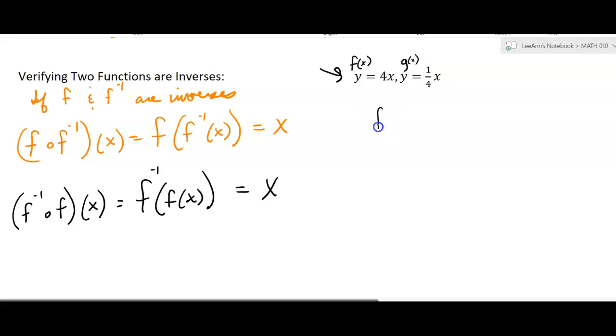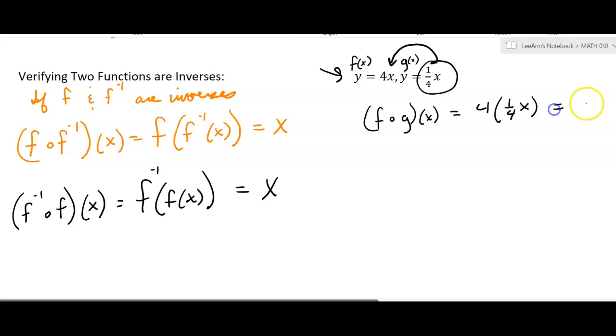So let's say I go f compose g of x. We did compositions in another video, but what we would be doing is putting the g function into the f function. So I'd have 4 times 1/4 x. And sure enough, that's just going to equal x. Now if I switch it and go the other way, g compose f of x, then I would take 4x and put it in there. So I'd have 1/4 times 4x.